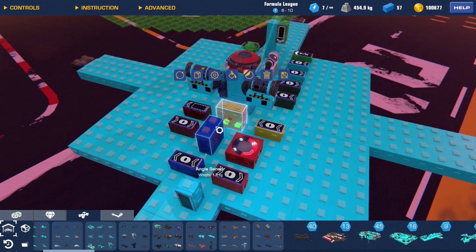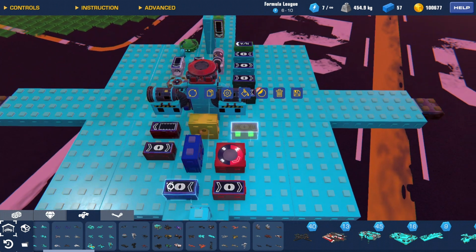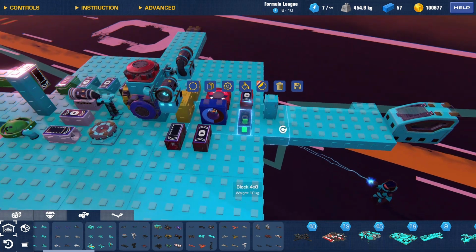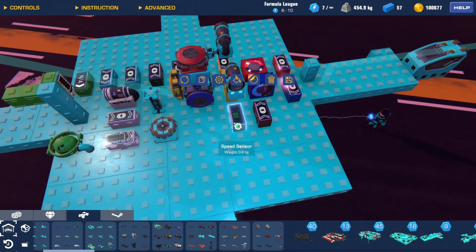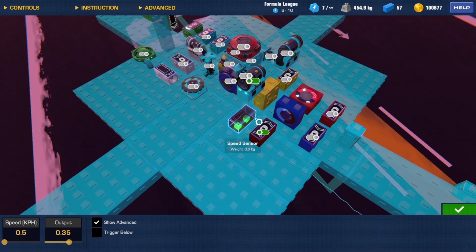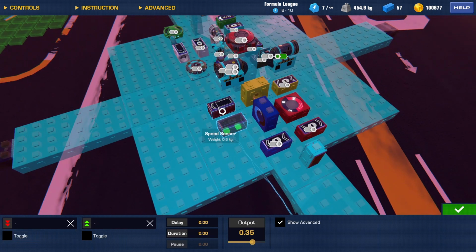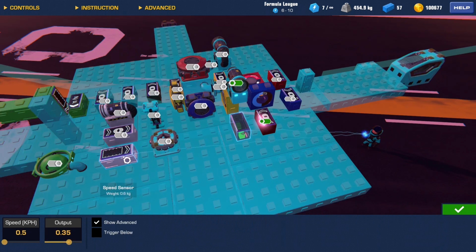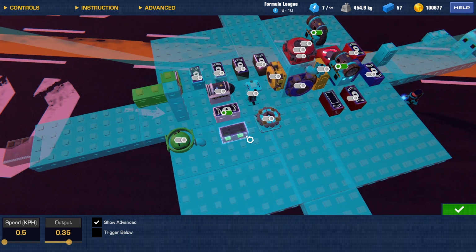Exactly the same goes for both of the angle sensors into these two XOR gates. And exactly the same is for all of the speed sensors. This speed sensor will give an output into the XOR gate and into the thruster, and this XOR gate will give an output into the other thruster whenever the speed sensor is not active. The same goes for this speed sensor and this XOR gate.